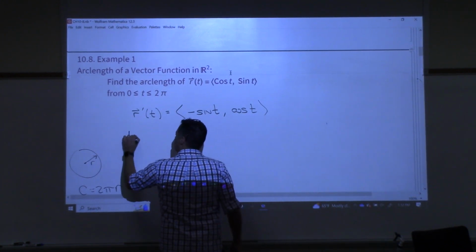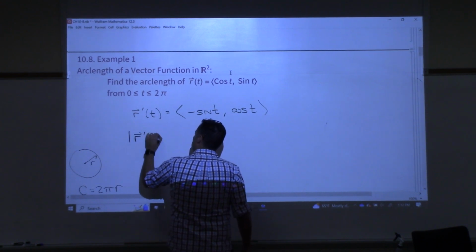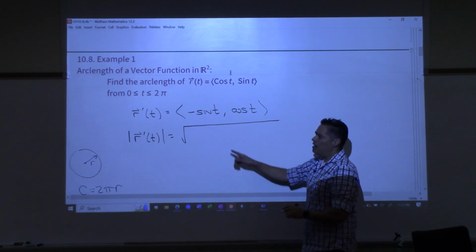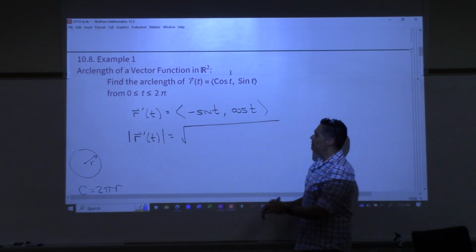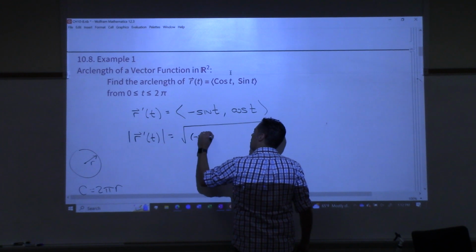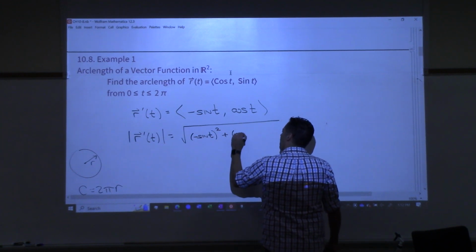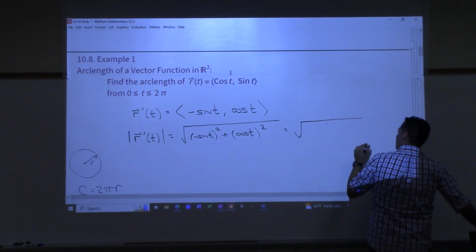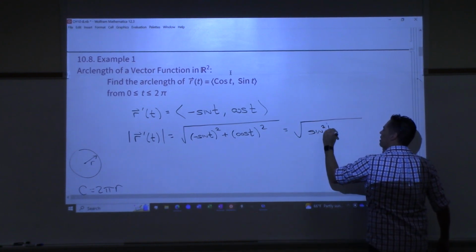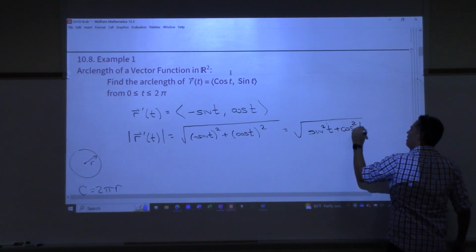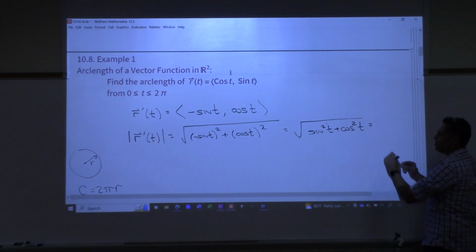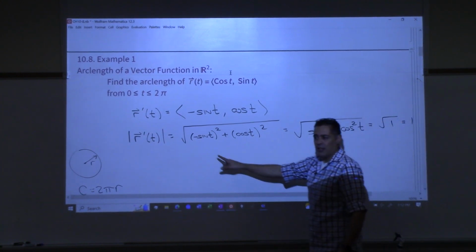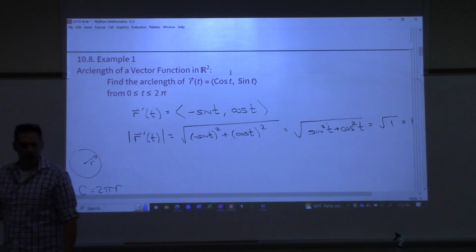So I'm going to take the magnitude of this. And to take the magnitude of a vector function, we just take the square root of the sum of each of those components squared. So I'm going to take negative sine t, square it, plus the cosine t, square it. And fortunately for us, this just becomes sine squared t plus cosine squared t. And that's the Pythagorean identity. So this is just the square root of 1, which is 1. Right? That's the magnitude of the derivative.